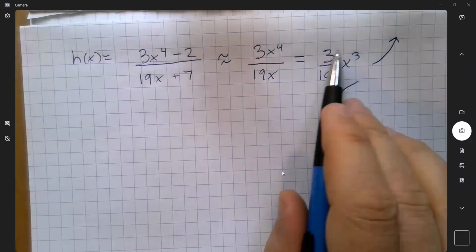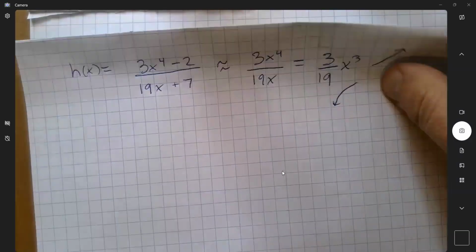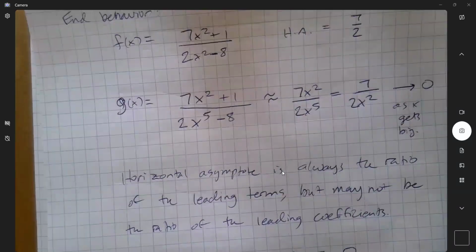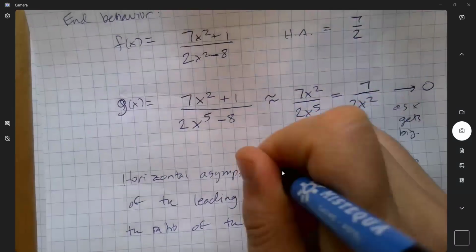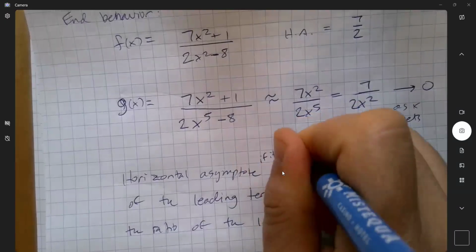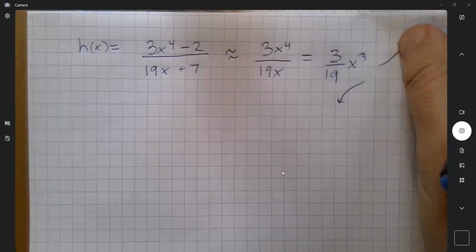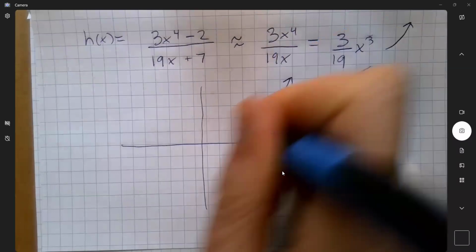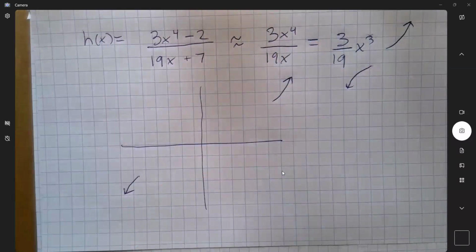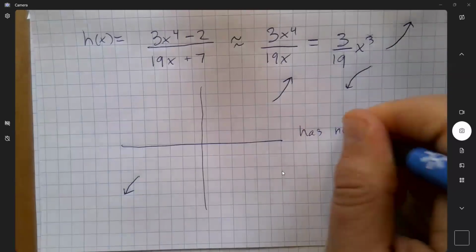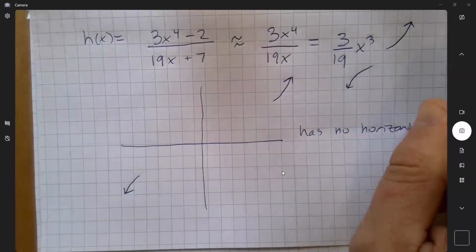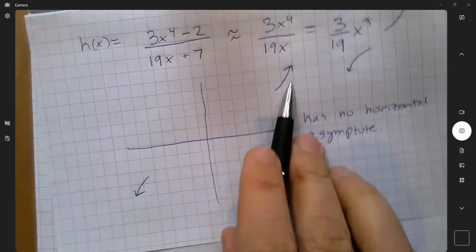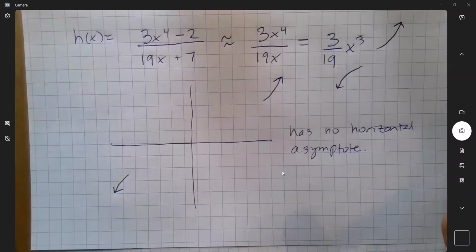Did I say horizontal asymptote or end behavior? I said the horizontal asymptote is always the ratio, if it exists. Because in this case, whatever my function looks like in the middle, by the end, it's going to look like this. And that has no horizontal asymptote, because there is no horizontal line that guides this function as x gets very, very big, positive or negative.